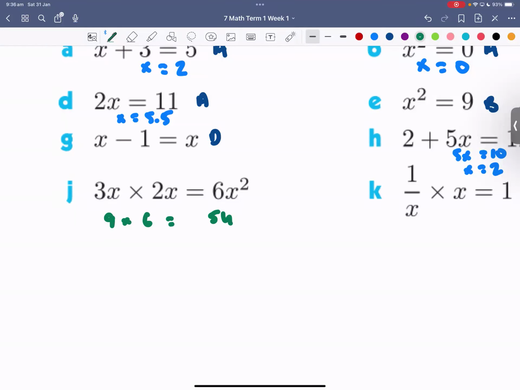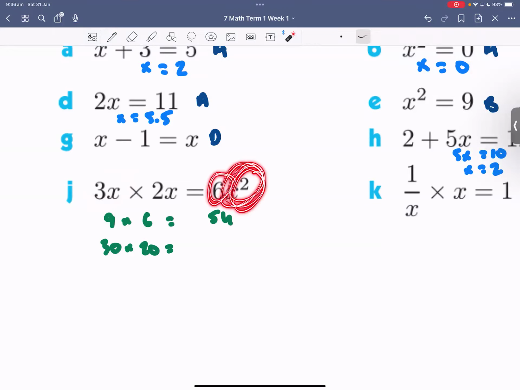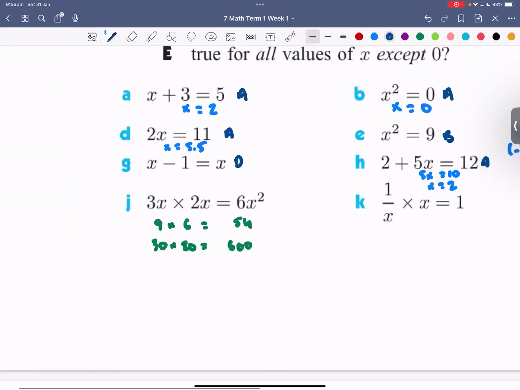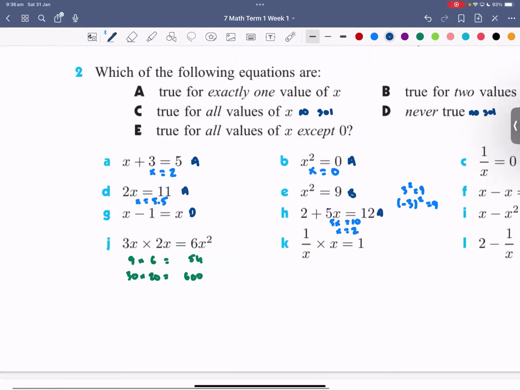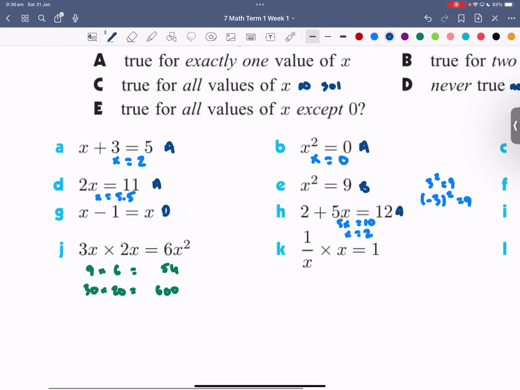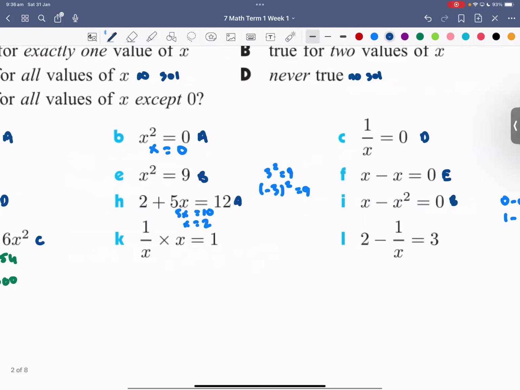Let's try a random number like 10. What's 3 times 10? 30. And then what's 2 times 10? 20. And then what's 10 squared? 100. And 100 times 6? 600. And is 30 times 20, 600? So there you go. I tried 2 random numbers and it worked, suggesting to you that there are how many solutions? Infinite solutions. So the answer is C.